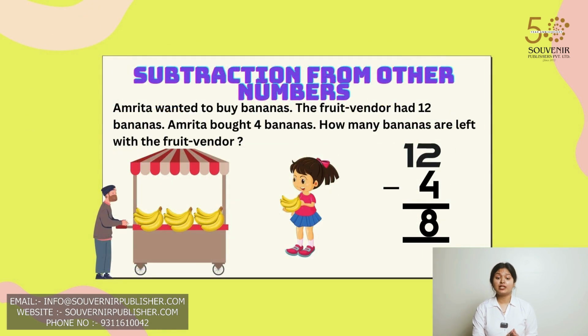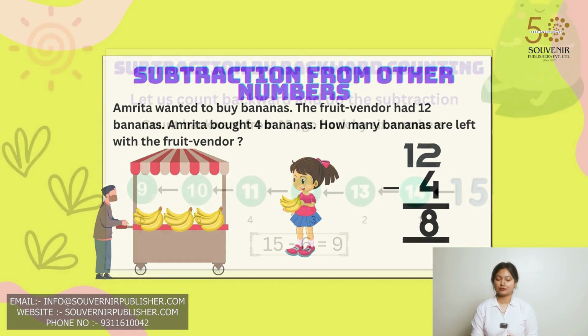Students, now we will know the subtraction from other numbers. For example, Amrita wants to buy bananas. The fruit vendor had 12 bananas. Amrita bought 4 bananas. How many bananas are left with the fruit vendor? So what we are going to do, we are going to subtract 4 from 12 and we'll get 8. So the bananas left with the fruit vendor are 8.